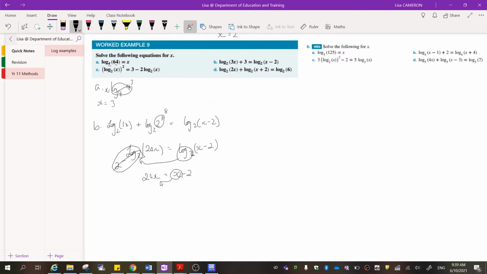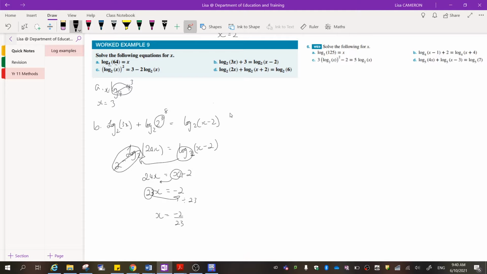Let's group our like terms. So I'm going to take this one over, which will make it 23x, because when it comes across, it's going to become a subtract, minus 2, just like that. Okay, and now I'm going to divide, or take this to the other side by dividing it by 23, meaning that I'm left with x equals negative 2 over 23.